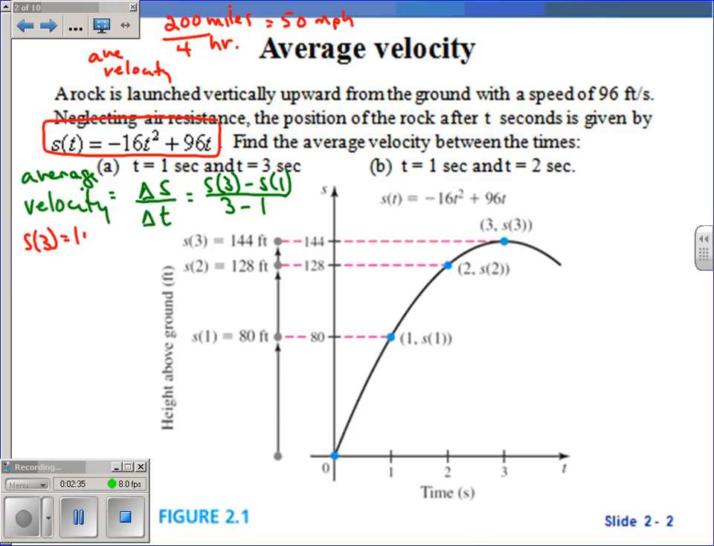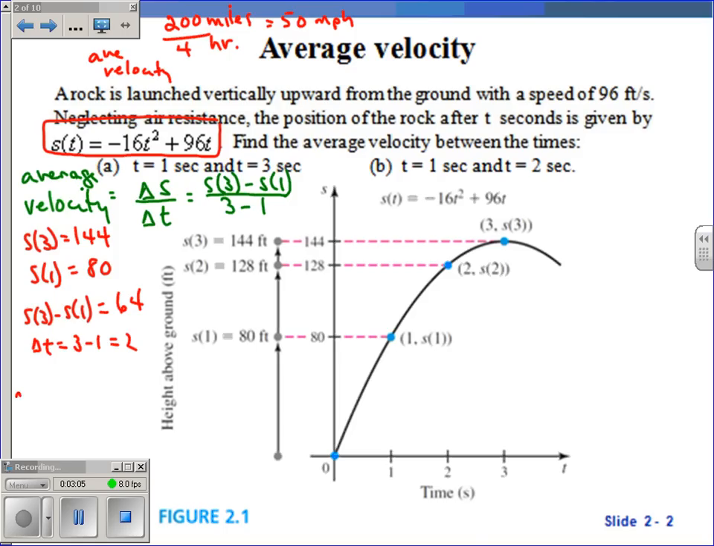s of 3 is just going to be 144. So just plug in 3 everywhere the t appears. S of 1, plugging in 1 where all the t's appear, is going to equal 80. Okay, so delta S, which is S of 3 minus S of 1, is going to be equal to 64. And our change in the time, which is the time at 1 and time at 3, so that change in time is going to be the 3 minus 1, which is 2.